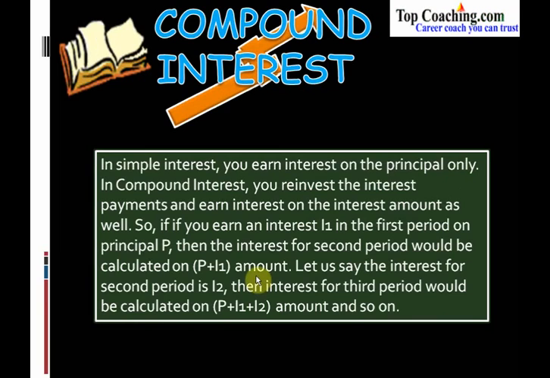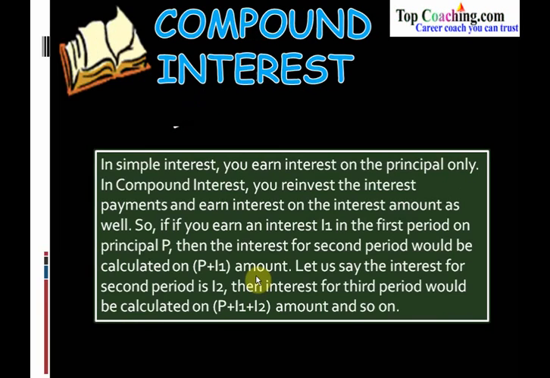For example, if I have invested principal P, then after 1 year, let us say that the interest generated is I1. So now the amount would be P plus I1. Now this amount P plus I1 is again invested for the second period. And so what we can say, P plus I1 becomes the principal for the second time period. And let us say that again the interest generated is I2. Now the amount would be equal to P plus I1 plus I2.